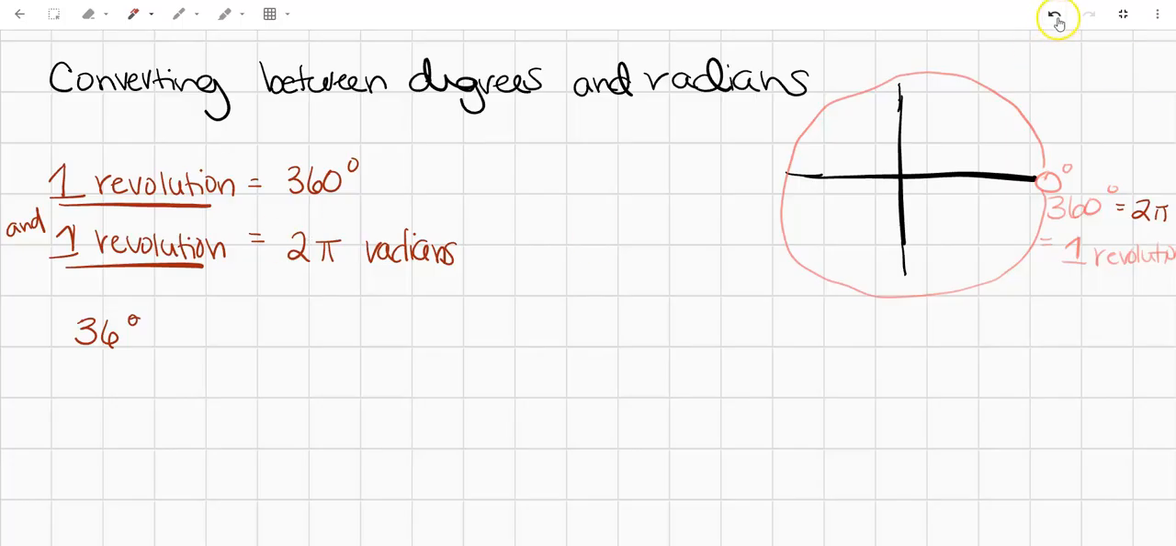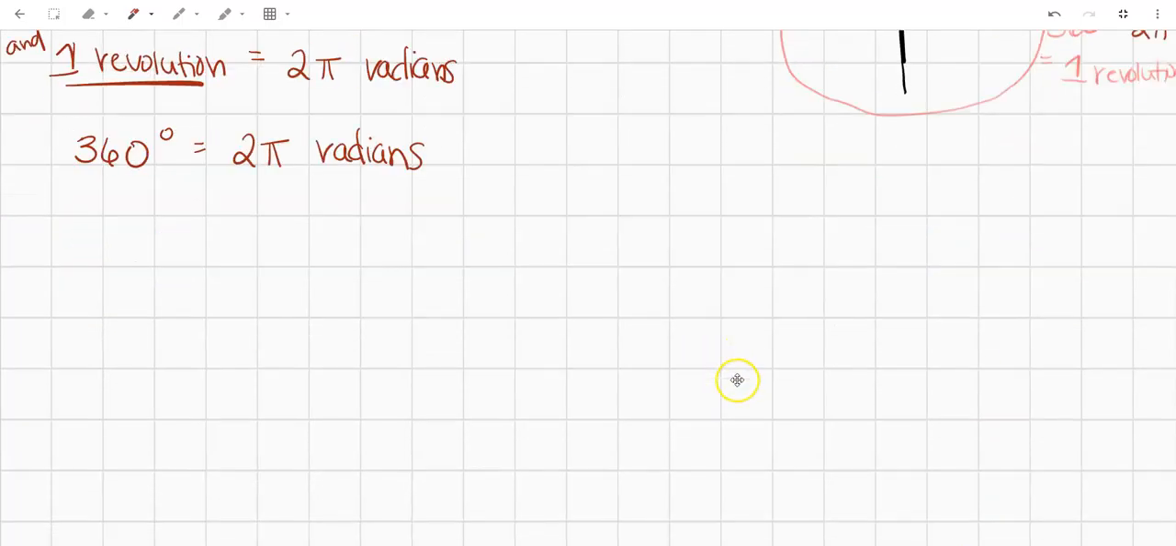So 360 degrees is equal to 2 pi radians. And this equivalency is how we convert between degrees and radians. If you ever look at your scientific calculator, you can convert between degrees and radians solutions. They're both the same thing, but they are just different units of measurement for the circle. So we can also write it as 2 pi radians is equal to 360 degrees.